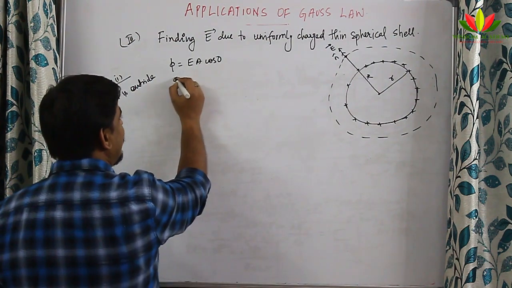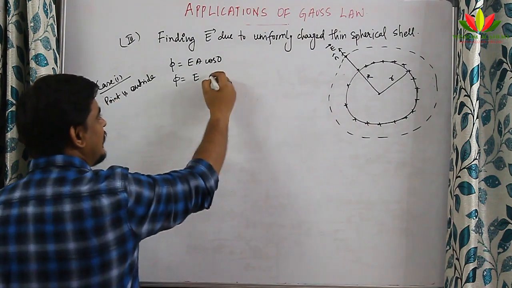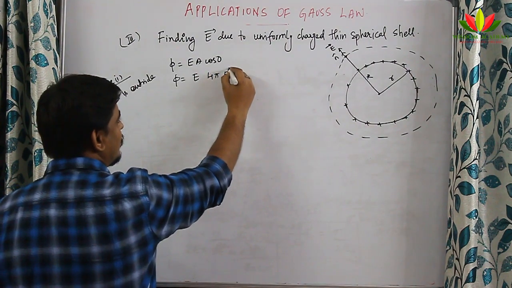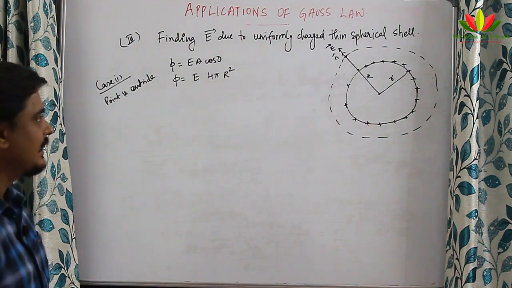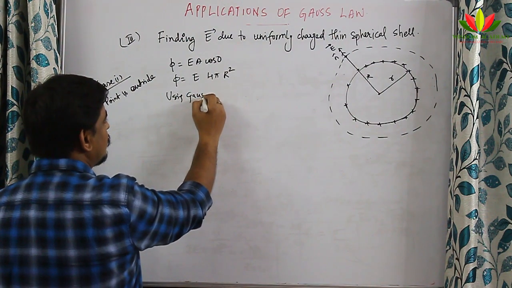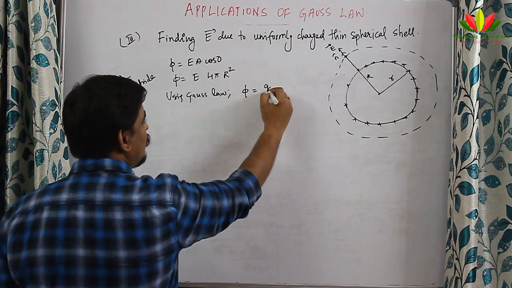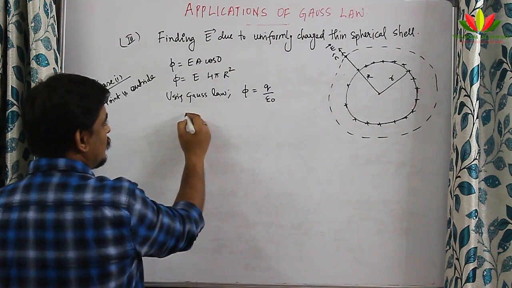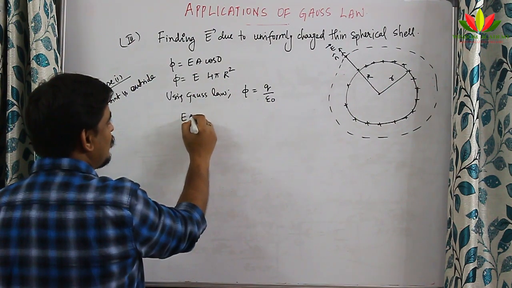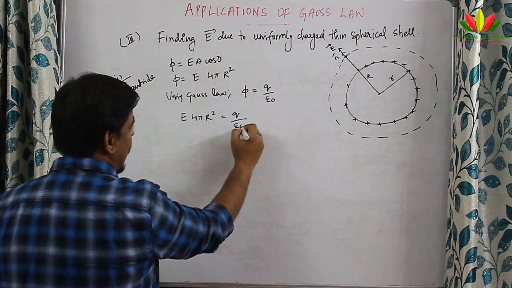So phi will be equal to E into the surface area of the sphere, which is 4 pi r square, isn't it? Now using Gauss law, we know that phi is equal to q by epsilon naught. So instead of phi I can write E into 4 pi r square, that is equal to q by epsilon naught.